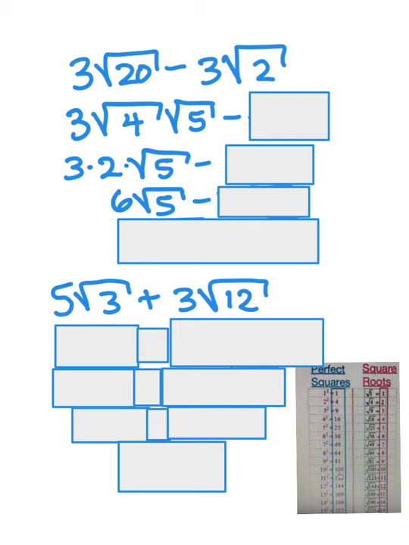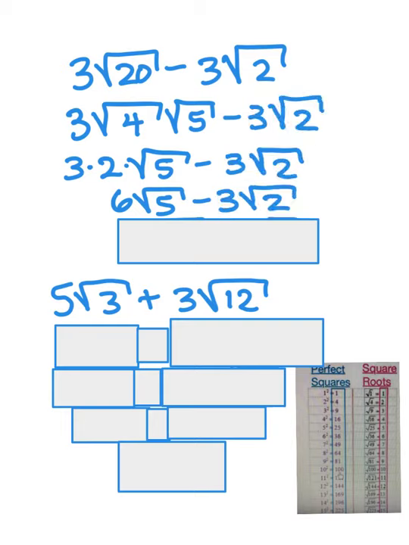3 square root of 2. So square root of 2, is it simplified? It is. So this number actually stays the same. We're just going to bring it down. And now we're going to look at both of these. We have 6 square root of 5 minus 3 square root of 2.